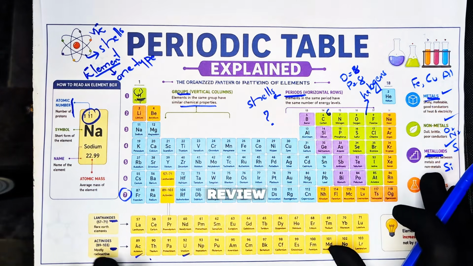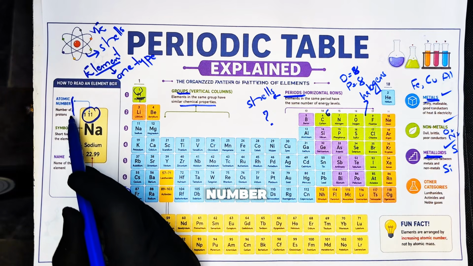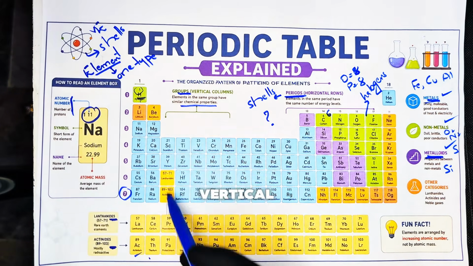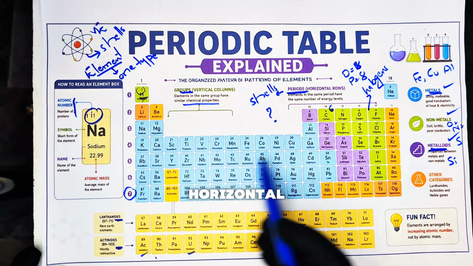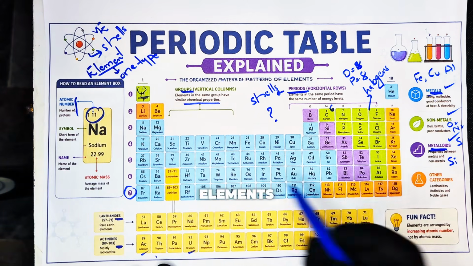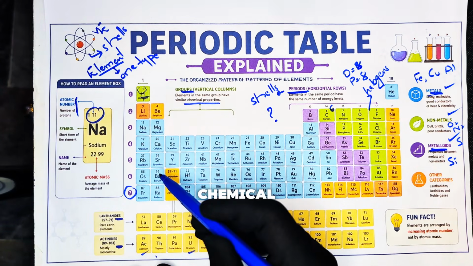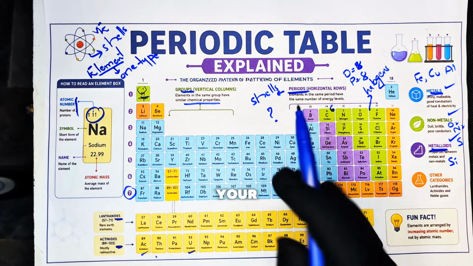So let's quickly review. Atomic number tells us the number of protons. Groups are the vertical columns, periods are the horizontal rows, and the elements in the same group have similar chemical properties.